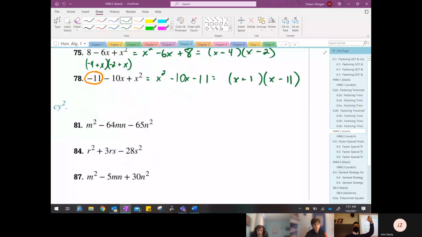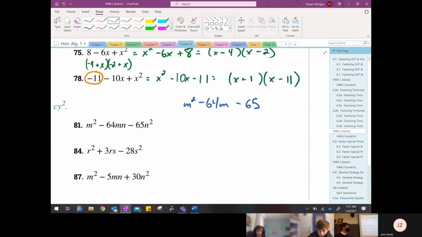Anybody remember what I suggested we do when there's multiple variables in a problem? What can you do temporarily to make it a little easier on yourself? Again, I like how I'm seeing a couple of you guys looking back in your notes. We said you could ignore the second variable temporarily. Just pretend that it's not there. So what would I want to pretend that number 81 looks like? I would just want to say, all right, that's m squared minus 64m minus 65. And just temporarily, I'm going to pretend like that's what the problem is.